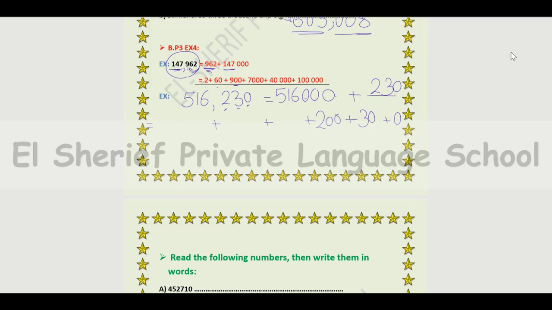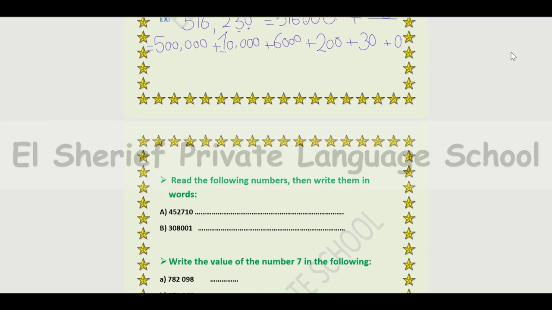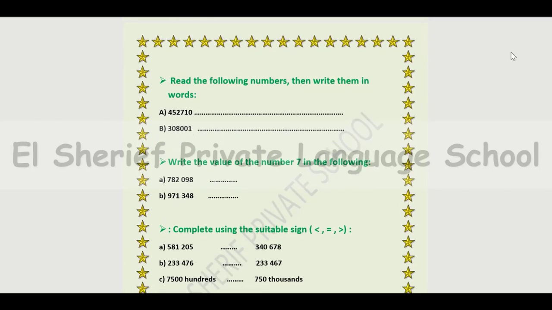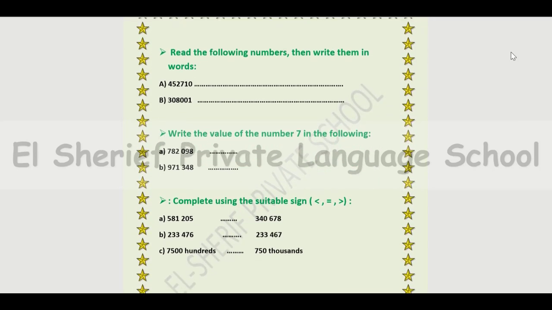And 6 in thousand equals 6,000. And 1 in 10,000 equals 10,000. And 500,000. And you can complete your exercise in your student book. Now another exercise. Read the following numbers, then write them in words.